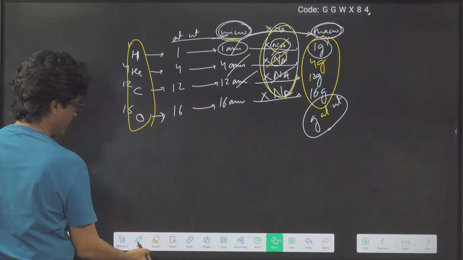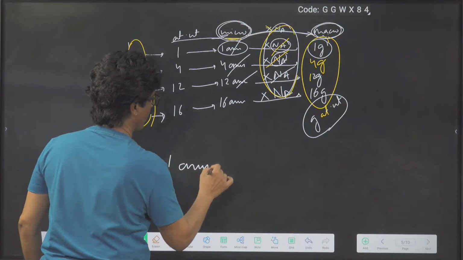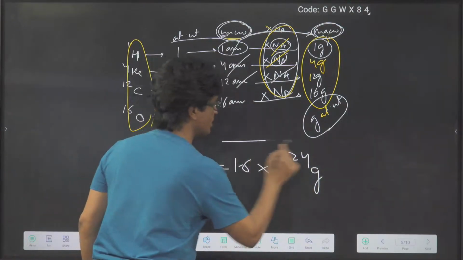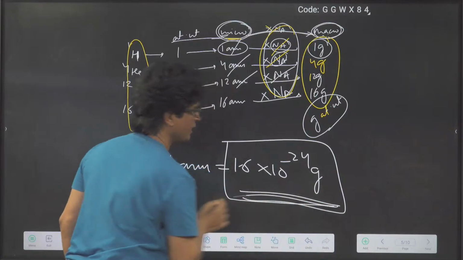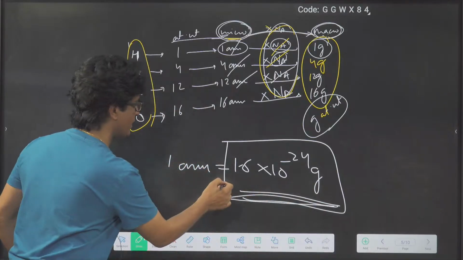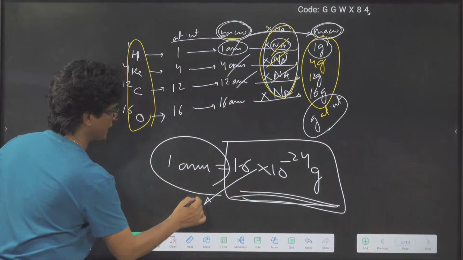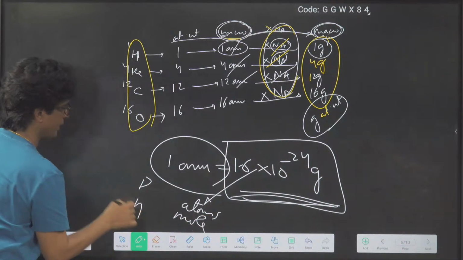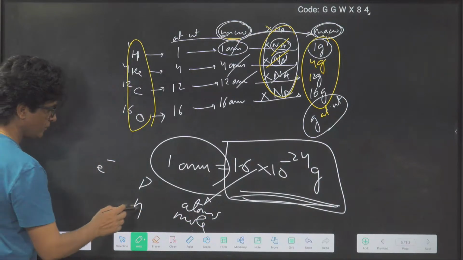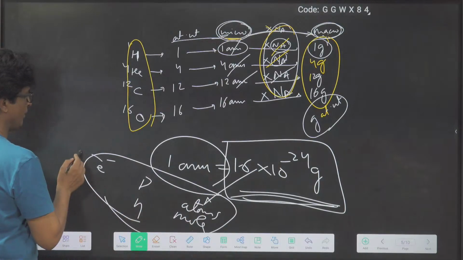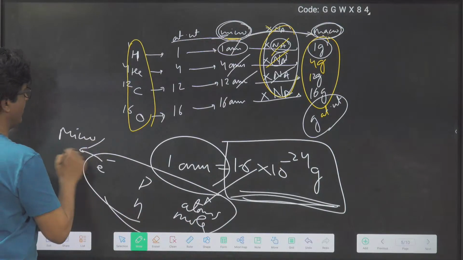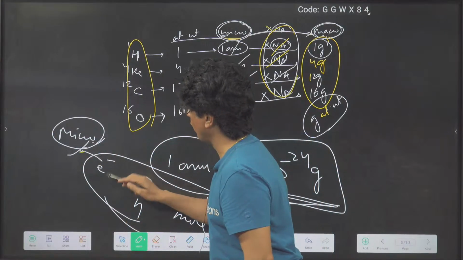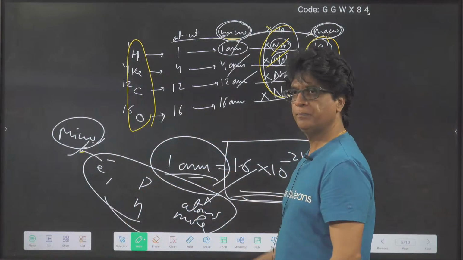So see, 1 AMU is what? 1.6 into 10 to the power of minus 24 gram, right? Now this is a very, very small unit. This small unit is used to measure the weight of what? Of atoms, of molecules, of protons, of neutrons, of electrons, right? This is the world of microscopic nature. So we are going to measure the microscopic objects with which unit?